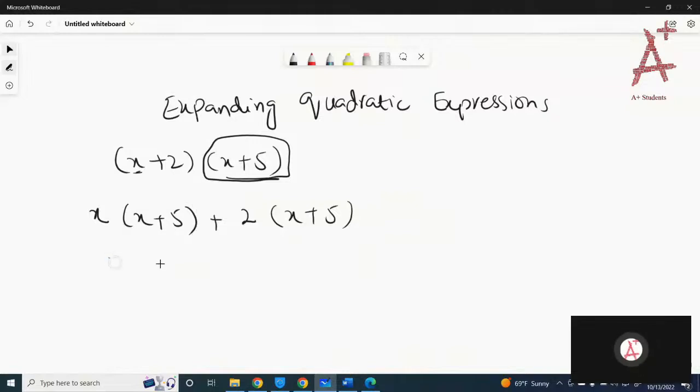x times x is x squared. x times 5 is 5x. Now you have to do the same thing here. 2 times x is 2x, and 2 times 5 is 10. Just collect the like terms. These both are like terms, so just add them. 5 plus 2 is 7x plus 10. If you have any question, any confusion, just use the live chat option. You can write the question, I'll explain again, and you have to do the practice questions by yourself.